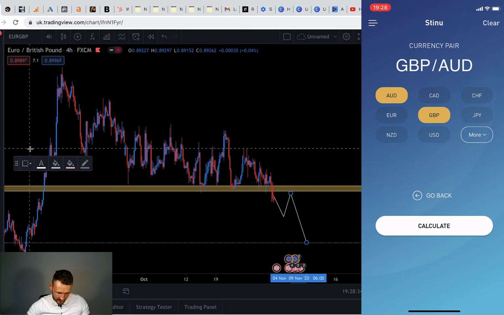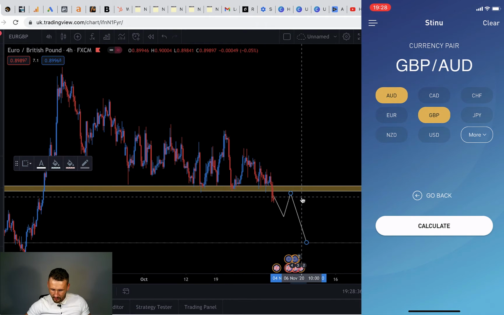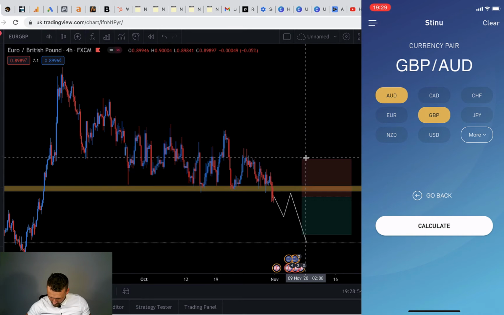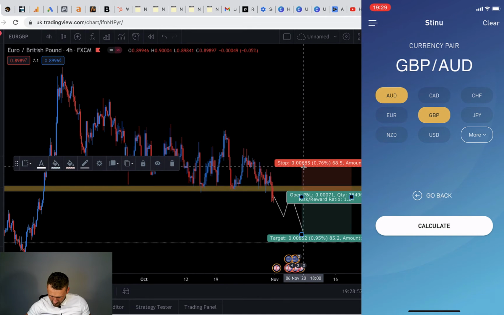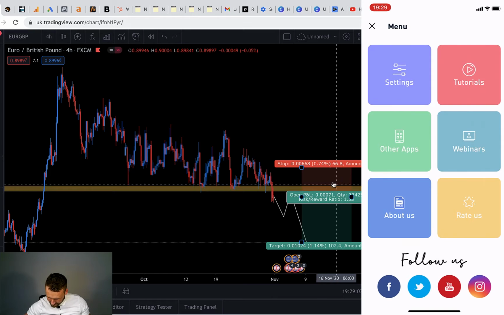We could take a short position anticipating some sort of retest. We would wait for confirmation of a good entry. We would probably put our stop loss somewhere here, just behind these wicks, and then we would be looking to take our take profit over here. So again, 66.8, round it up to 67.